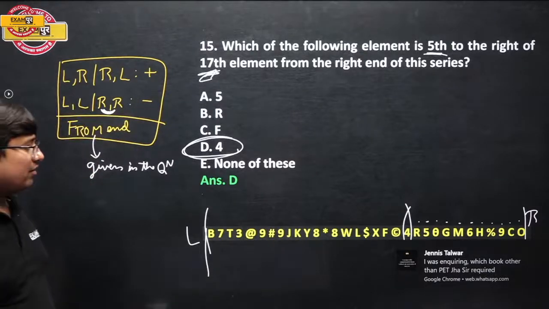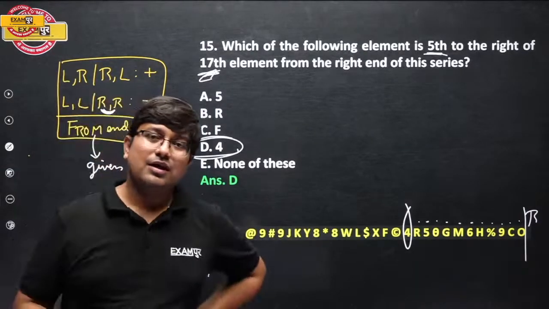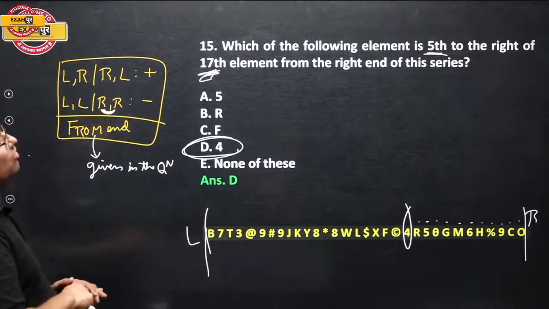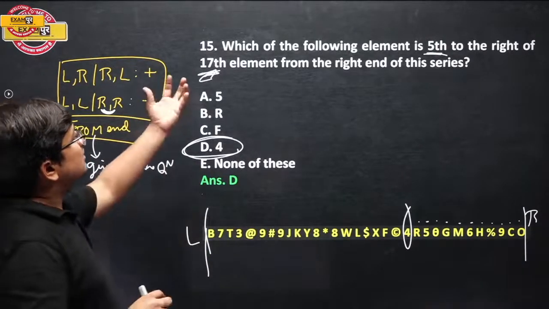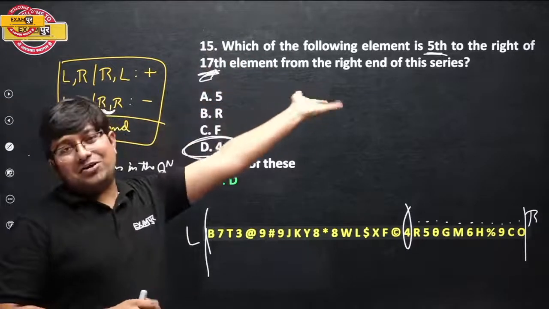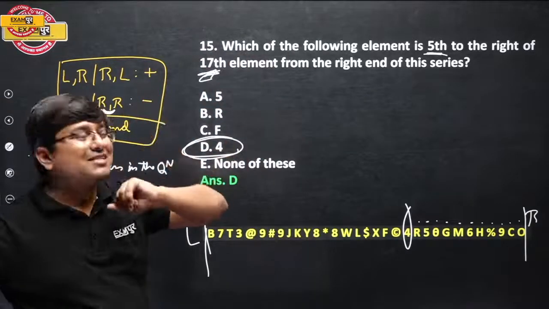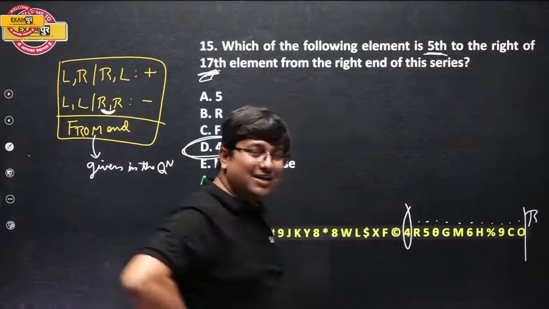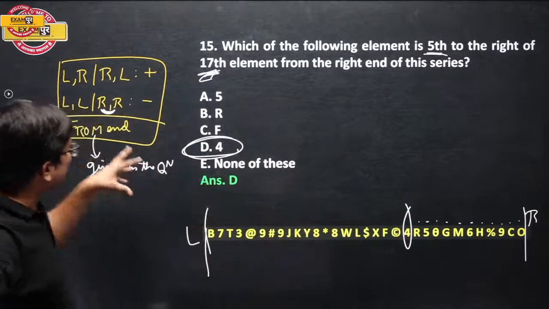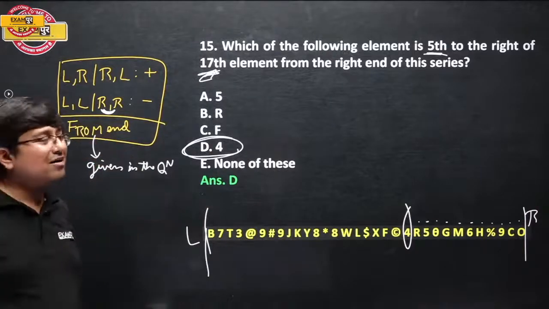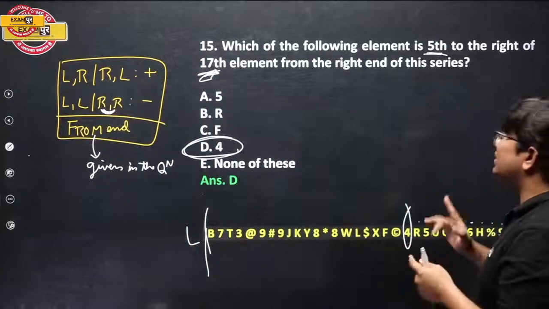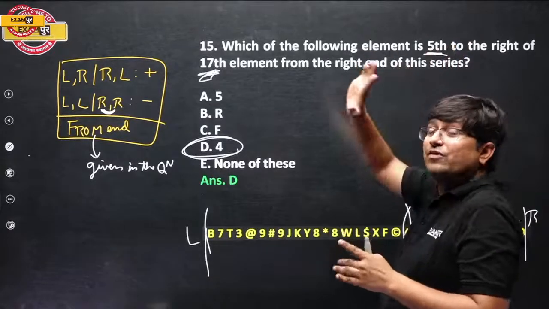Now here, one thing, my dear students, I would like to discuss, very important. If it is said, which of the following element is 17th to the right of 5th from the right? Just apply common sense. If you blindly apply the formula, it will be totally wrong. Because 17th to the right of 5th from the right means what?